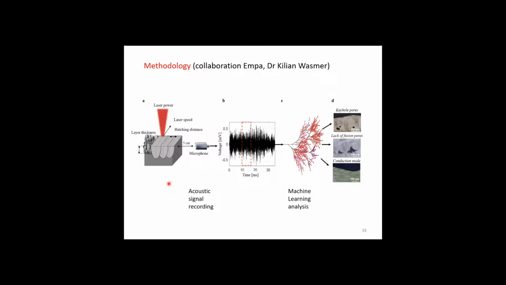So we have been collaborating now for a few years with Kilian Wasmer at EMPA, and the idea is to just introduce a microphone in the material and then record the acoustic signals. And then with a machine learning analysis, you can use different types of algorithms to try to distinguish the acoustic footprint behind the formation of defects. So we can, on purpose, using the processing maps I just introduced before, go in the keyhole mode, lack of fusion mode, and conduction mode.